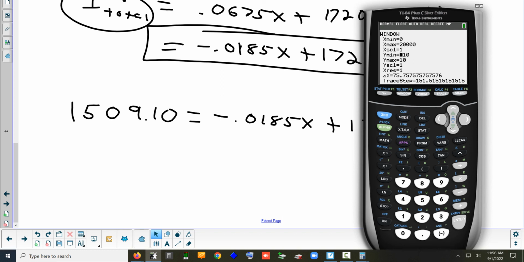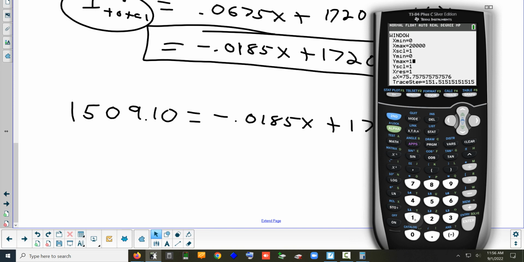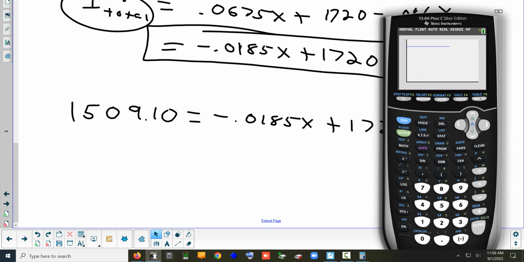What's the minimum amount of interest we could make? Zero. Now look at the y-intercept on the right-hand side. What is it? You better go to at least 1,720 to see that intercept. I would probably do 1,800. It's going to slope down from 1,720. So there's your line at 1,509, there's your interest. Notice that the more money you invest in the lower paying account, the more the interest drops.